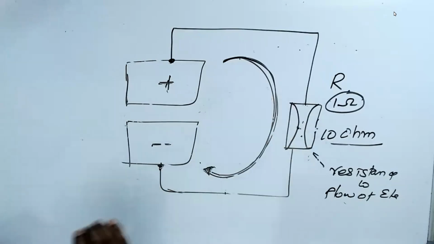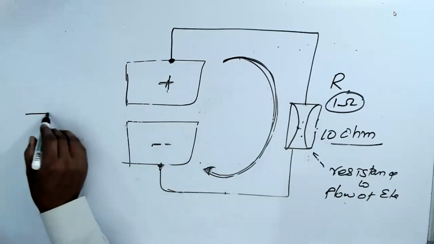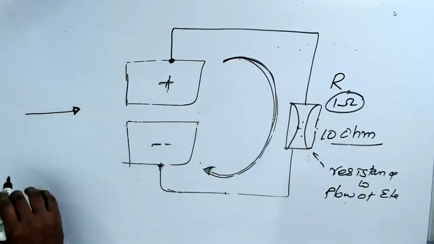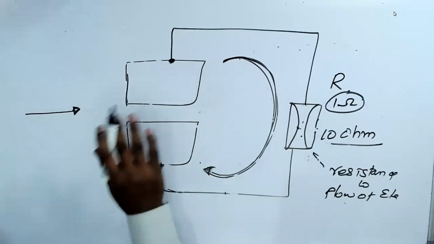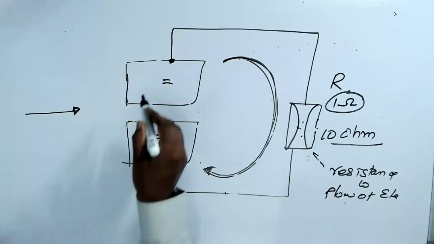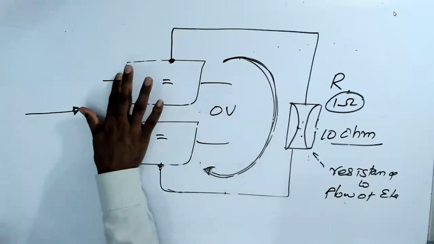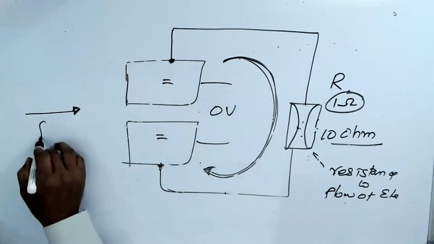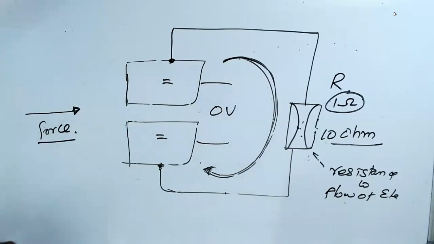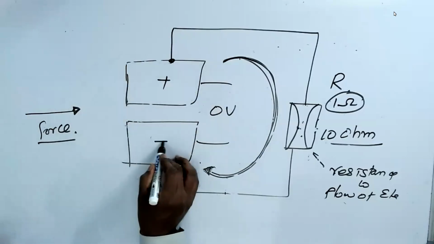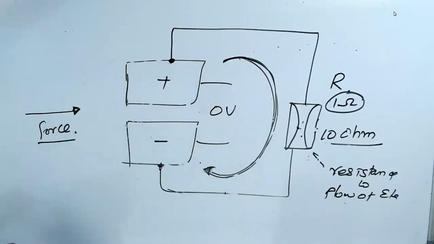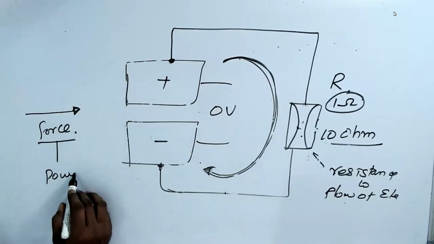There's one more terminology. Suppose both are equal, and nobody's potential difference is 0 volt. At that time, somebody gives a force from outside to make this one positive and this one negative. So this sends some force, and you can call this force either power or energy.